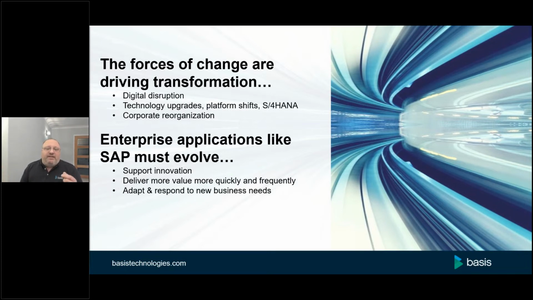But whatever the reason for making changes, enterprise applications like SAP need to evolve and deliver value frequently to respond to these ever increasing business needs. And this is where DevOps comes into play.